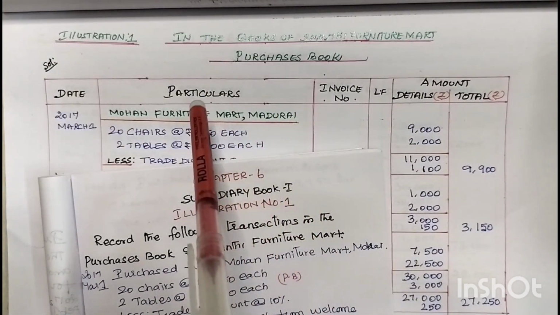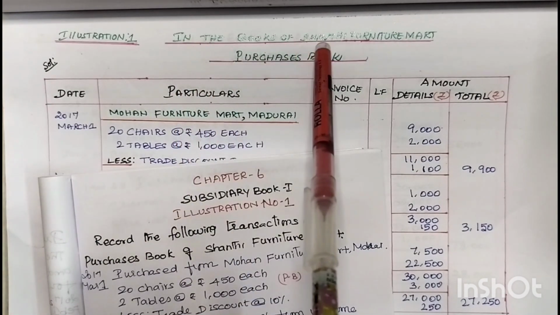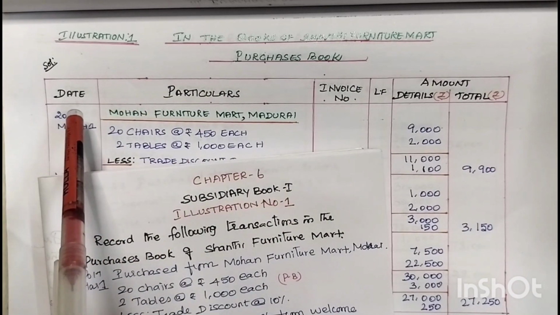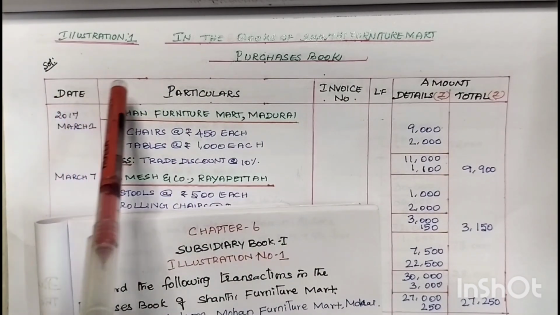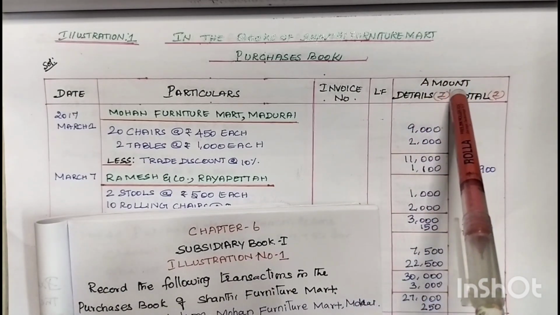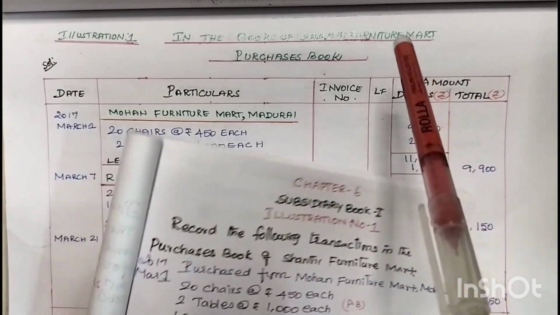First we are going to write the title of the purchases book, that is in the books of Shanti Furniture Mart, purchases book. The format of the purchases book is date, particulars, invoice number, LF, amount, divided into two columns, that is details rupees and total rupees.